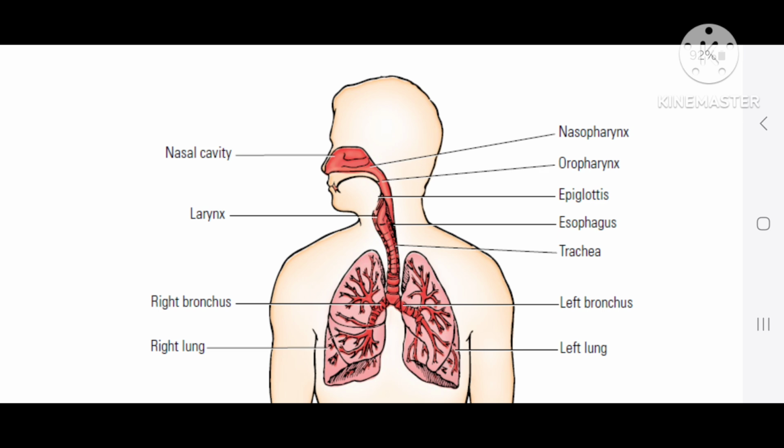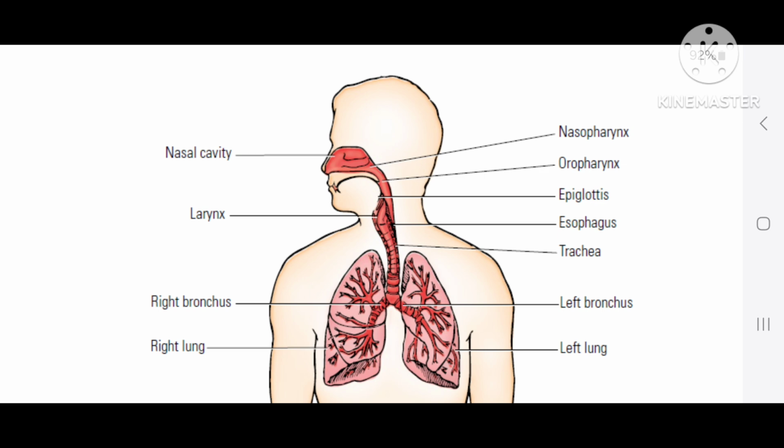And between the two lungs, there is a space, and that space is called the mediastinal cavity. And inside that mediastinal cavity only, we have the heart. Heart is located in the mediastinal cavity. So both heart and the lungs are protected with the help of the rib cage.